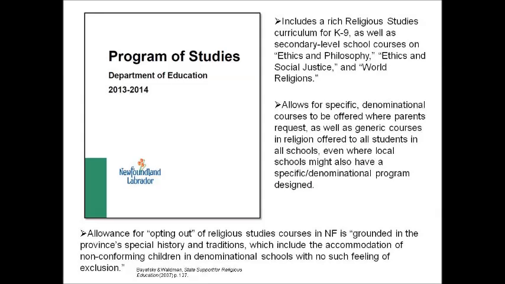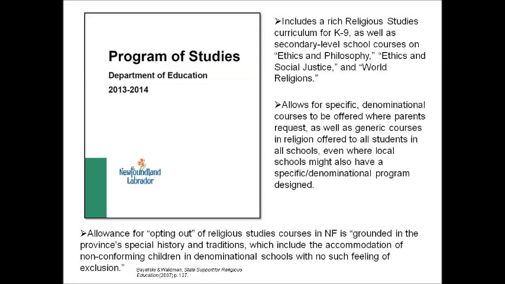So this is their new program of studies for 2013-2014. You can find a copy of it on the internet, but it includes, really interesting, a rich religious studies curriculum for kindergarten all the way through to grade 9, and then in the high school they've got ethics and philosophy courses, ethics and social justice, world religions courses. In other words, this stuff all blossomed out of that very small constitutional amendment in 1998 where they changed it, right?